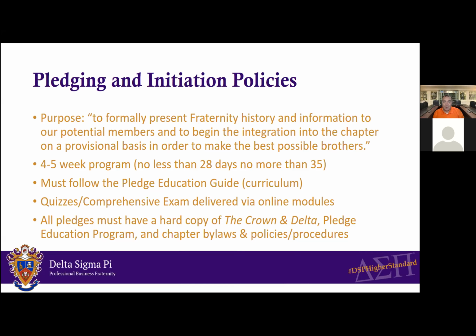All pledges must have a hard copy of the Crown and Delta, the Pledge Education program, and the chapter's bylaws, policies, and procedures. The Pledge Education program and the bylaws, policies, and procedures for your chapter should be handed out during the first meeting. I will talk about that as we're looking at that individual program. You'll want to make sure that you order copies of the Crown and Delta ahead of time, have a good idea of who is going to be in your Pledge Education program so that you have copies.